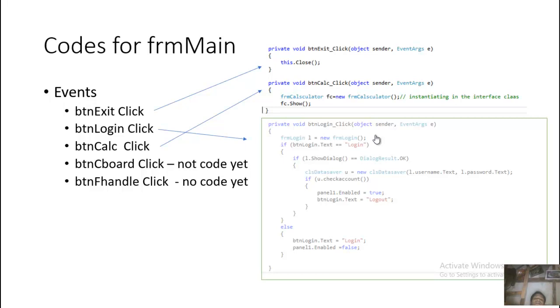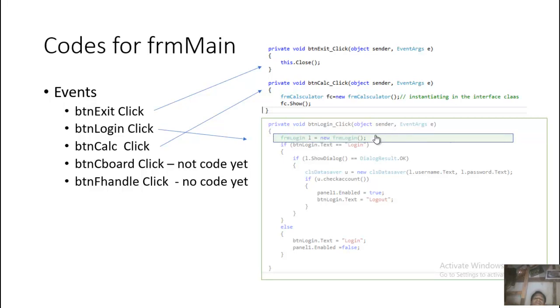which the code is as simple as this, that close. And for our button calc click, we just have to instantiate the calculator object, the form calculator object, and let it show. And then for our button login click, this is somewhat long, but we will discuss line by line.